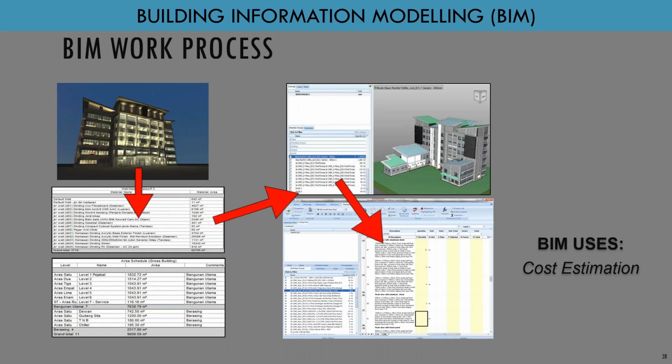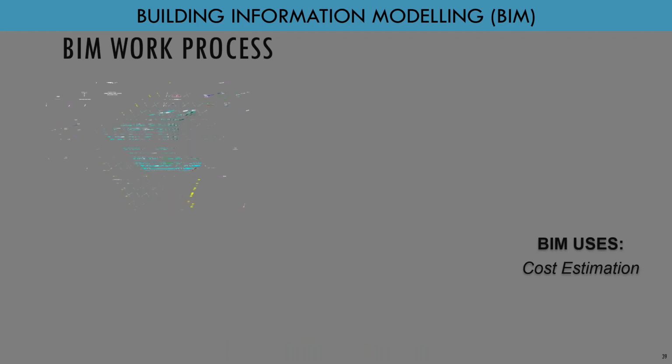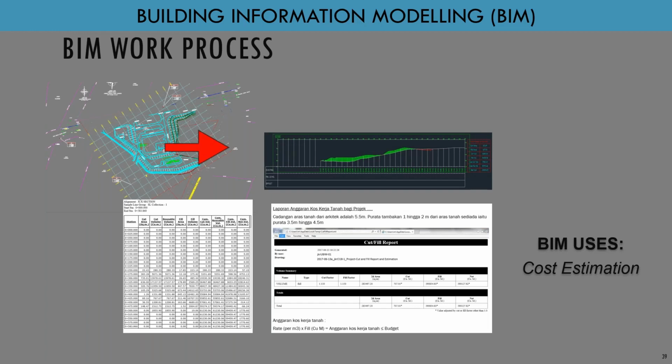So that's why we need to have some kind of quality. We need to check the model whether it is in our quality. We need to make sure that the model is of quality and has its integrity. Same goes for the civil cut and fill report. We can get the quantity and we can transfer it to the cost.